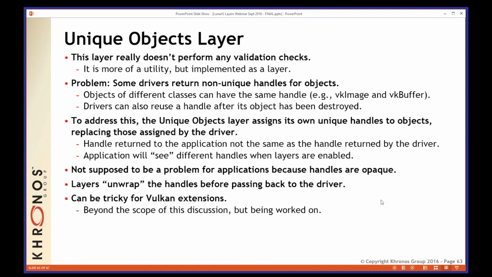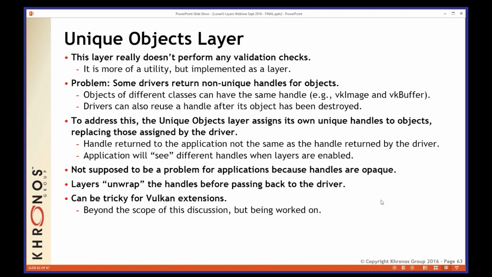For example, if the layers are enabled, you might see some very small numbers coming back, like 5, 6, 7 for a handle, or 8 or 10 or something. Whereas if you don't use the layers, the handles might start looking more like pointers, because they might come directly back from the driver. So in any case, you're not supposed to look at those, but the handles do change. And all this works because the layers will actually unwrap the handles before passing them back to the driver, so the driver gets back the same handles that it thinks it gave the application.